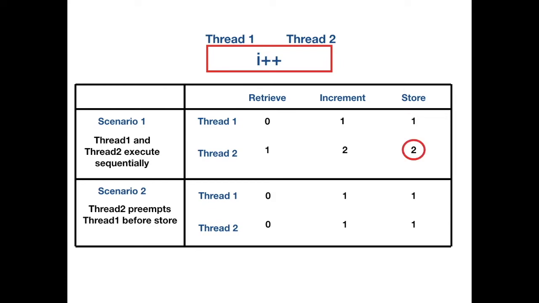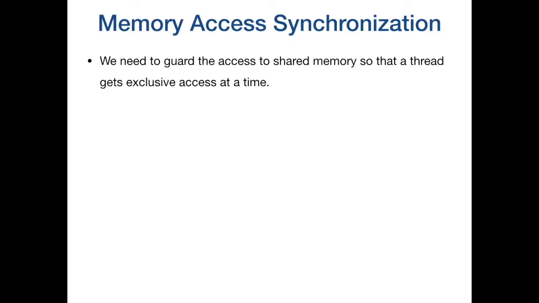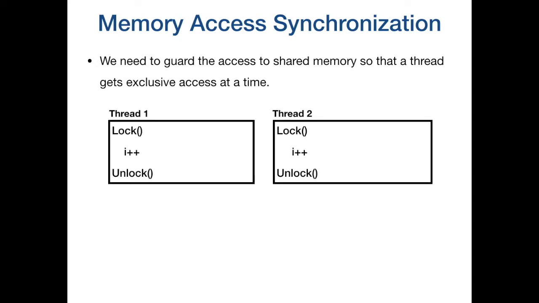As you see, the value of I can be 2 or it can be 1, depending on how the threads are executing. So concurrent access to memory leads to undeterministic outcomes. So one way to handle this will be to use memory access synchronization tools. We need to guard the access to the shared memory so that a thread has exclusive access at a time. And we need to force thread 1 and thread 2 to run sequentially to increment the value of I.